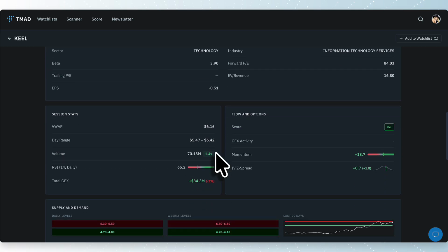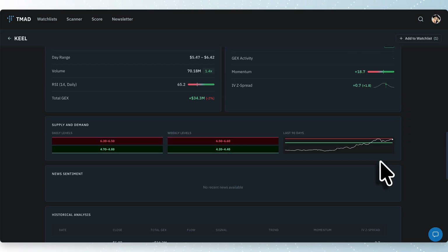Now we can see session stats, of course. Here again, the relative volume, RSI, so we are not too high. Total GEX is positive. It's down a little bit, 2%. And again, all this is good. So KILL still looks very good.